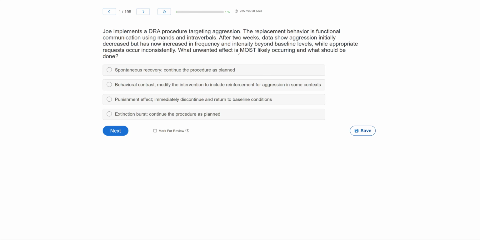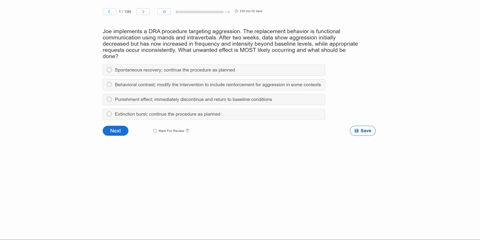Now, a lot of questions from H go like this, right? We're trying to examine an intervention, what might be going right, what might be going wrong, and how can we fix it? And so this is really starting to act as a behavior analyst. In this case, we know Joe is implementing DRA, which includes what? What includes reinforcement and extinction. Now we have a replacement behavior, FCT.